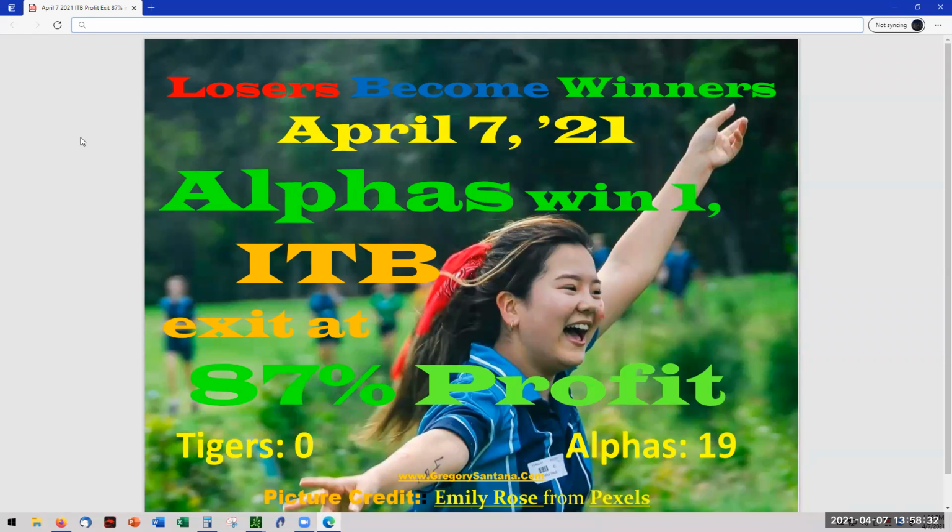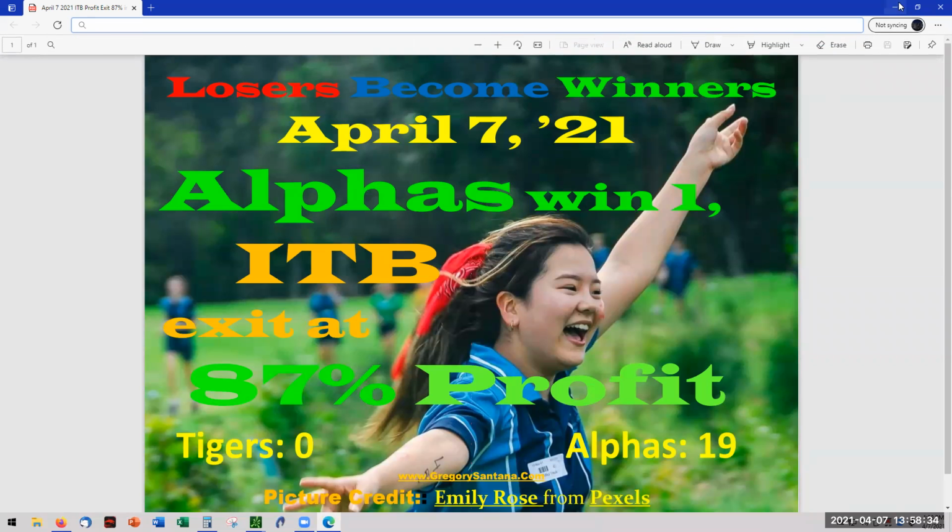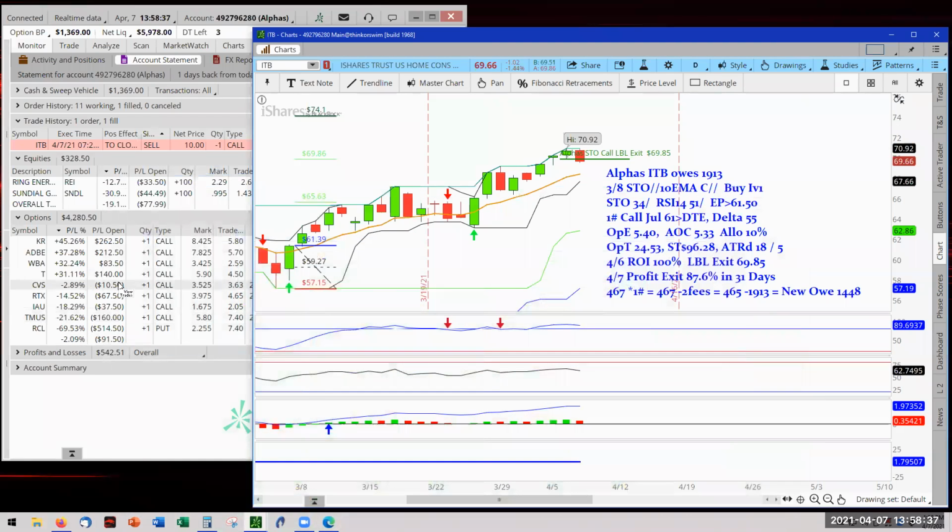The Alphas have another win on the scoreboard with IBT at 87% exit. Let's take a look at those charts. There it is, IBT. We got into the trade at $5.33, and we got out at $10 today. It was 31 days in the trade.